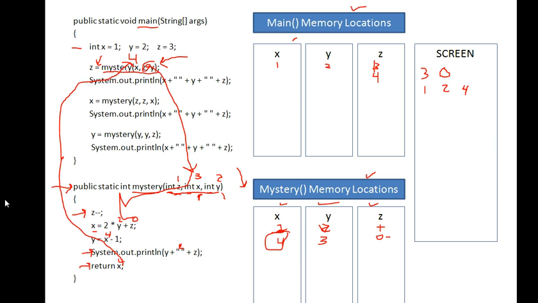Now the thing to keep in mind is that when this hit the end of the mystery method, these three parameter variables were released. They went out of scope. And so they are now gone. So that the next time this method is called, it starts all over again with the parameters that are given from the calling method.